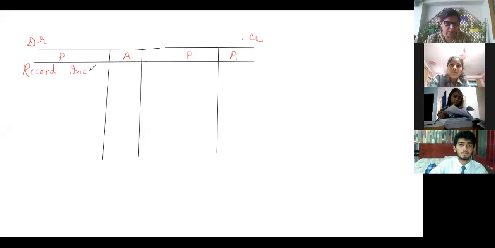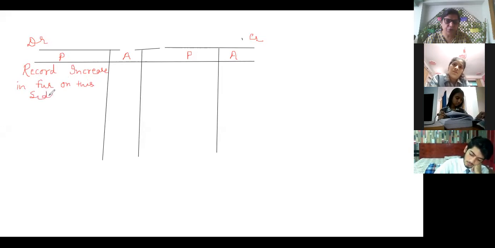Now it is clearly mentioned, you have to write, record increase. If we are making furniture, increase in furniture on this side, this way. You have to write in the exam.